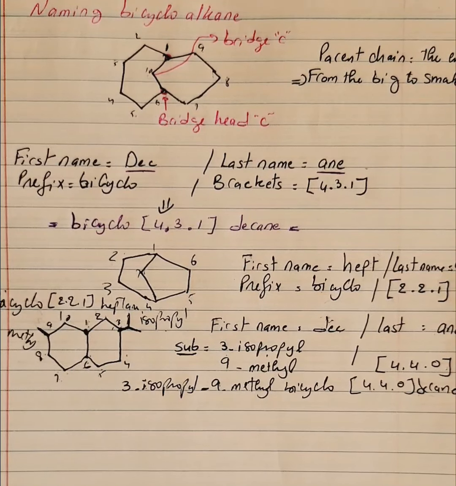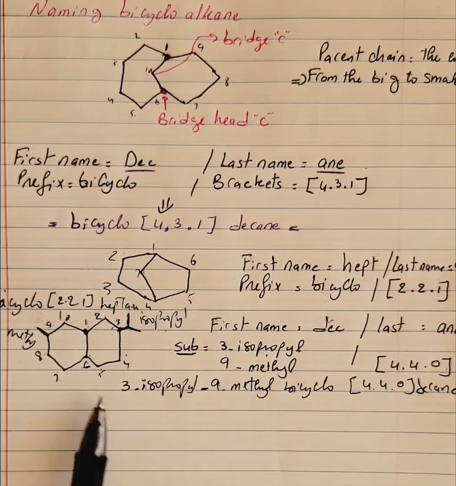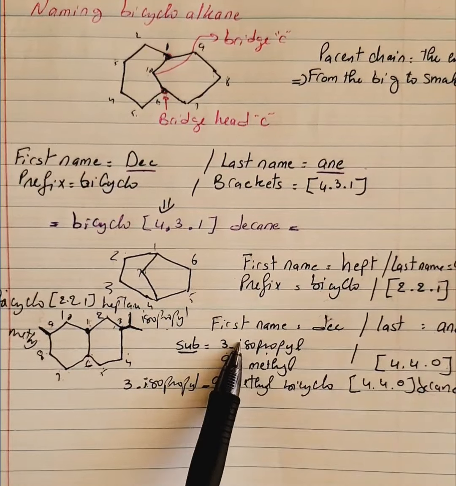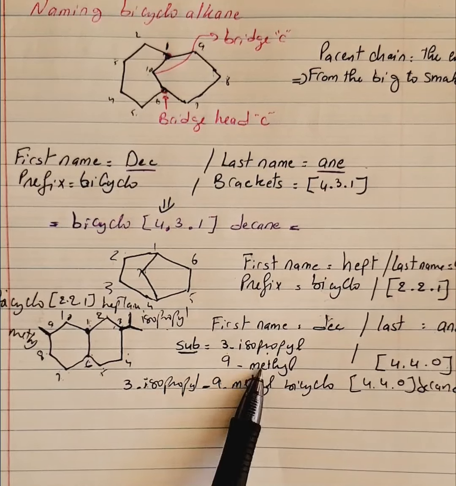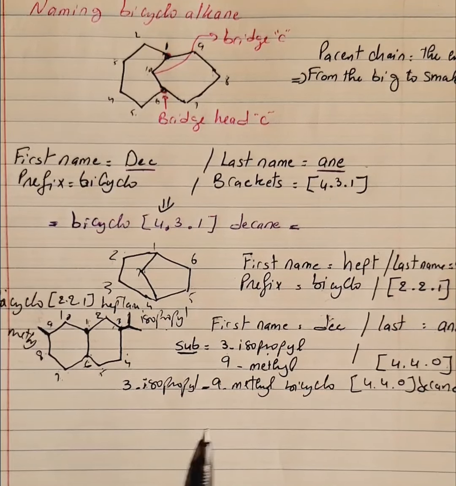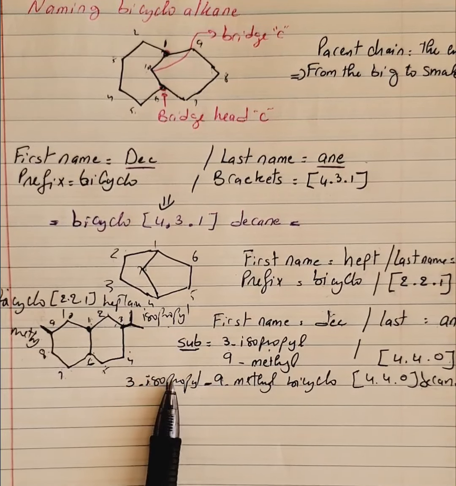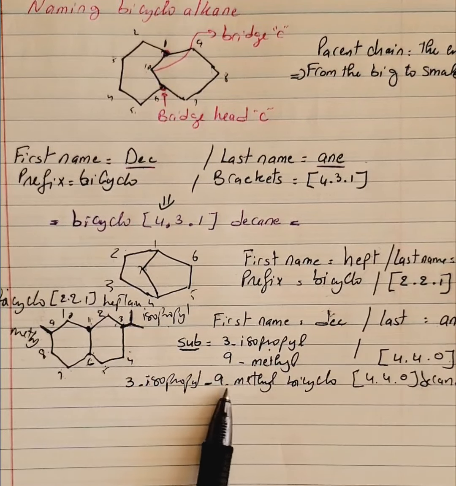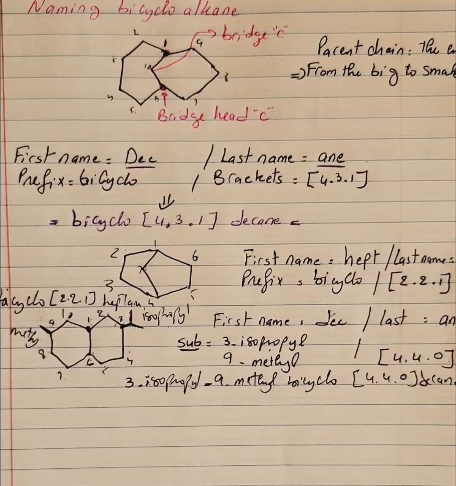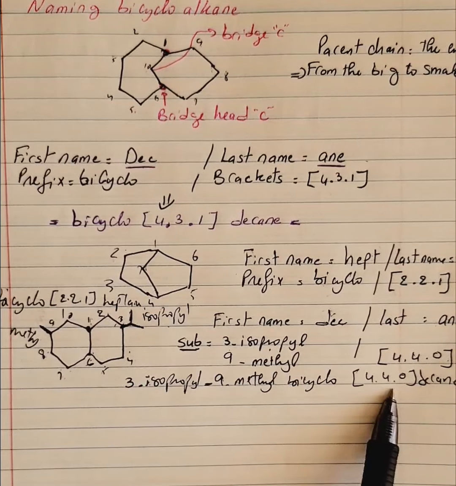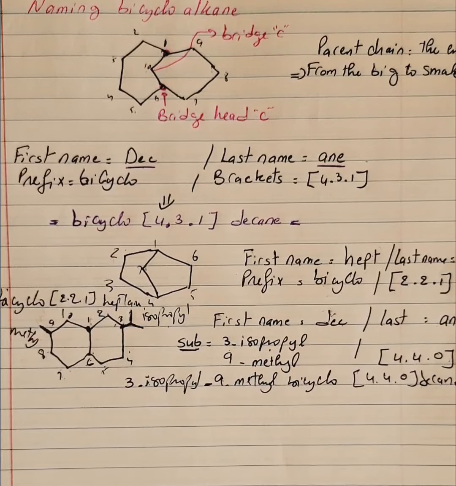So let's name this molecule. We're going to have 3 isopropyl, 9 methyl. Since I comes before M in the alphabet, we're going to start with this one. We have 3-isopropyl-9-methyl bicyclo. There's no dash here. Bicyclo, since it's 2 rings. 4, 4, 0 decane. Thank you so much.